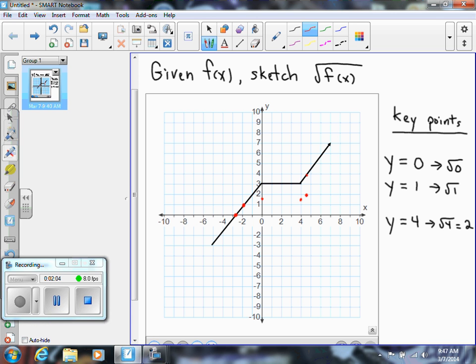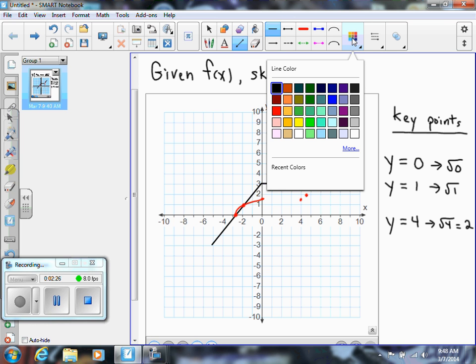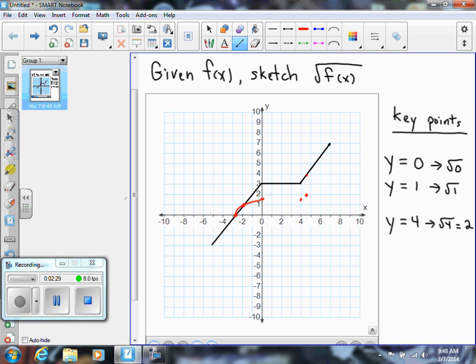Finally, all I need to do now is join these points up, keeping in mind that between 0 and 1, I want to definitely come above the line. It's a nice curve going up. Between 1 and 4 on the x, I'm going to end up with a horizontal line connecting those 2 points. So that remains horizontal. And finally, I finish it off with my curve.